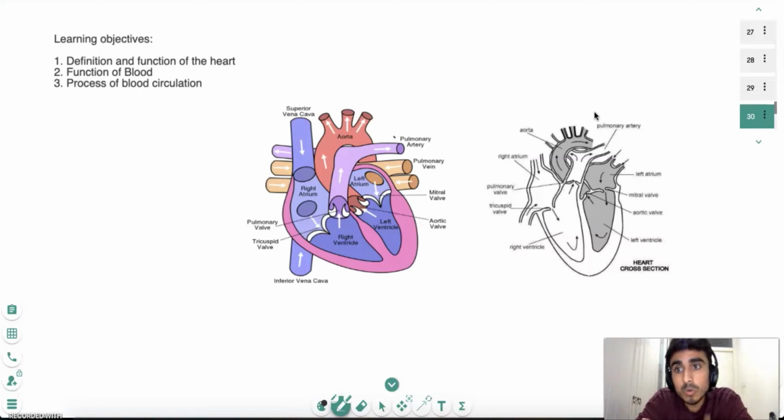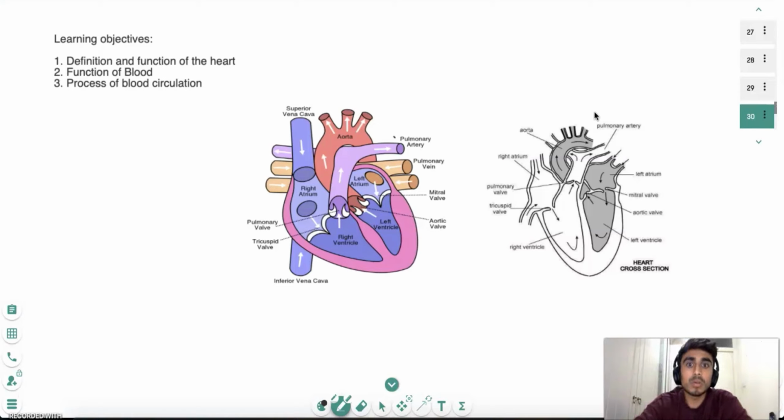Okay, so we've already covered what the definition of the heart is and also what the function of the heart is, and we've now covered the function of the blood. At this point, I'll ask you to recite back to me, or just teach me, what is the heart, what is the function of the heart, and what is the function of blood, and why is the blood so important for humans. Okay, so now we've covered that, we can move on to the process of blood circulation.